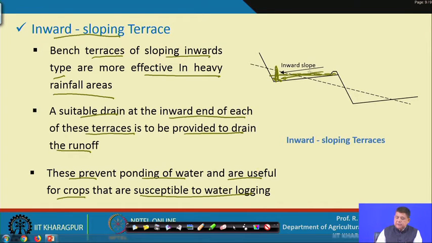So, obviously, because they are designed in such a way that whatever excess rainfall occurs quickly flows towards the channel here, and that is taken away from the area. So, obviously, there is no question of ponding of water in this case, and that is why they are suitable for all crops that are susceptible to waterlogging. So, anywhere if you want to grow any crop which is susceptible to waterlogging and where the rainfall is significantly high, then we have to choose this kind of terrace, that is inward sloping terrace.